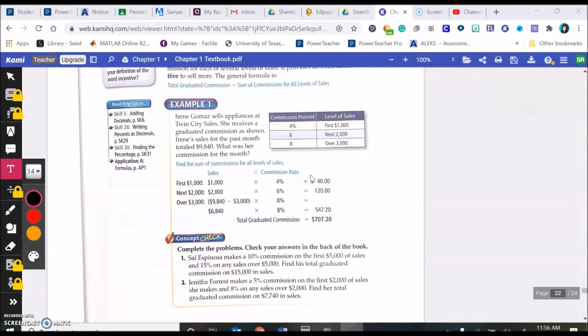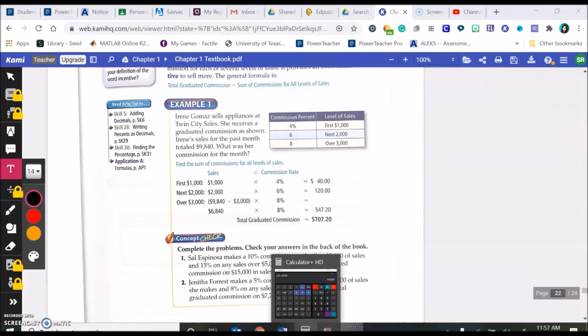All right, so example number 1. Irene Gomez sells appliances at Twin City Sales. She receives a graduated commission as shown. Irene's sales for the past month totaled $9,840. What was her commission for the month? She had a 4% commission on her first $1,000 of sales, a 6% commission for the next $2,000, and 8% over $3,000. So her first $1,000 times 4% equals $40.